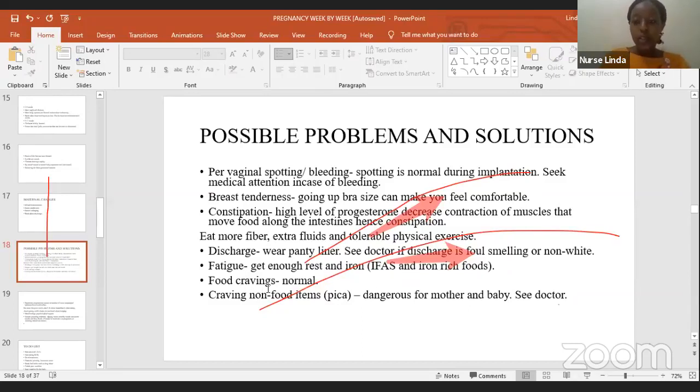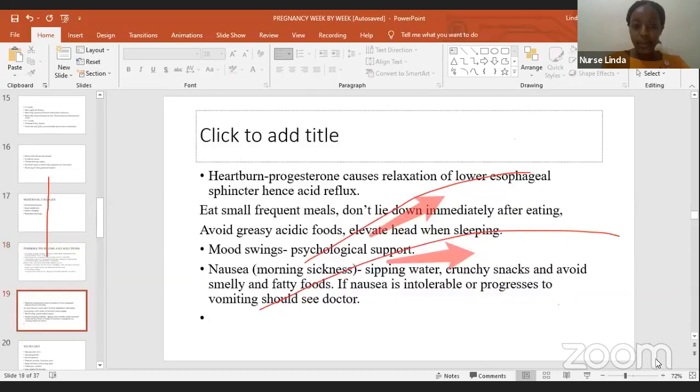They also may experience food cravings. That is normal, food cravings, okay? But when they begin craving non-food items, which we call pica, it becomes very dangerous for the mother and the baby. You have seen ladies who want to chew stones. I have seen one who wants to take in staplers. It becomes very dangerous, and they need to see a doctor because it certainly means they are lacking something, okay? So eating such things is not healthy for any pregnant lady.